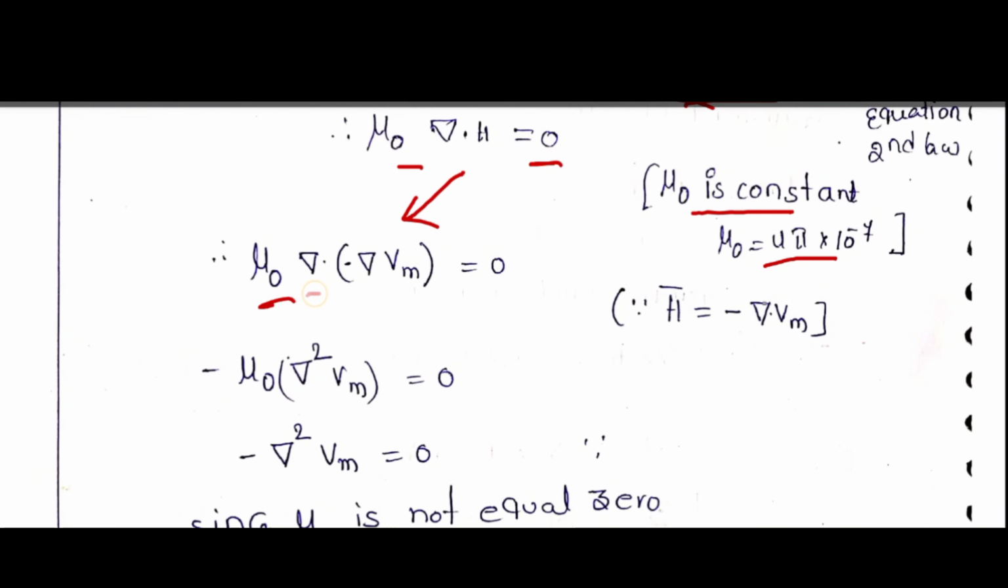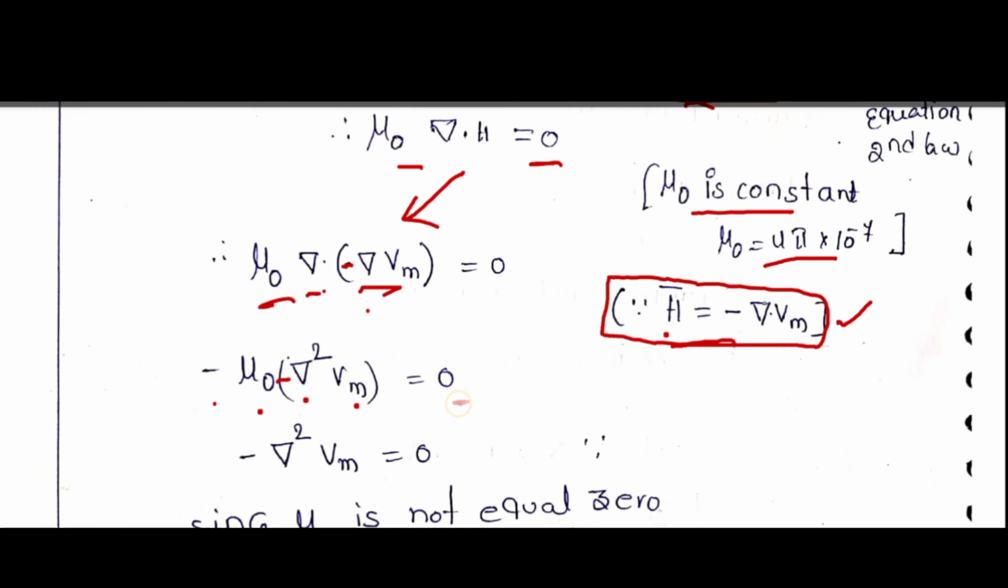From the vector scalar magnetic potential, we can write H bar equal to minus del Vm. We can write del dot H as del dot minus del Vm. In place of H bar we can write minus del Vm, that is scalar magnetic potential. Therefore minus mu naught del dot del is del square Vm. The negative into positive, in case of dot product, it becomes minus mu naught del square Vm equal to 0.